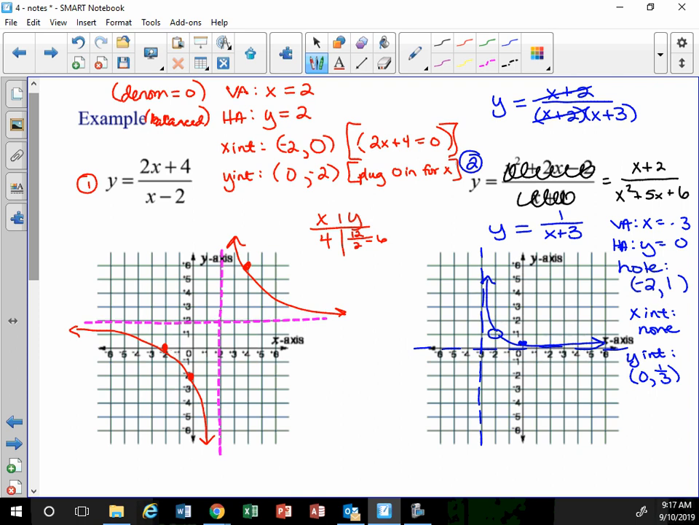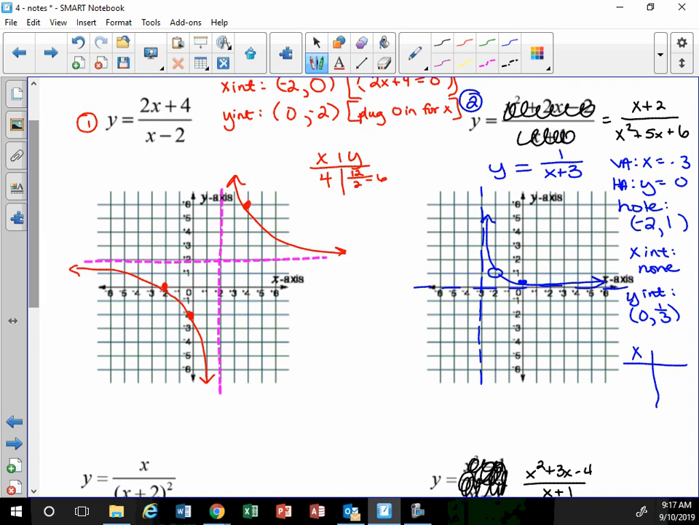Do we have a guess where the other part is going to go? Yeah, what do you think? Bottom left, we think down there? I agree. Let's test just one point, just to make sure everybody sees it.